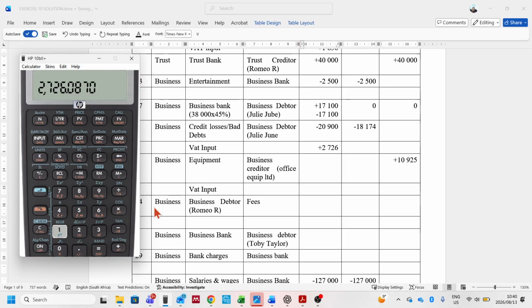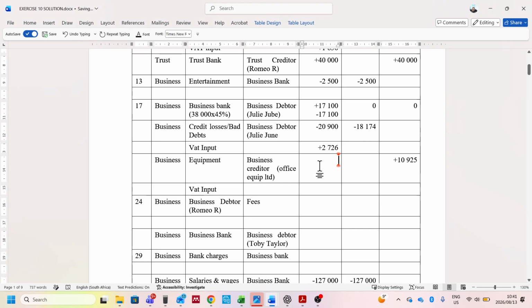So this means that here we're going to have 10,925 divided by 1.15. This then gives you 9,500. So over here, your assets will increase by 9,500.